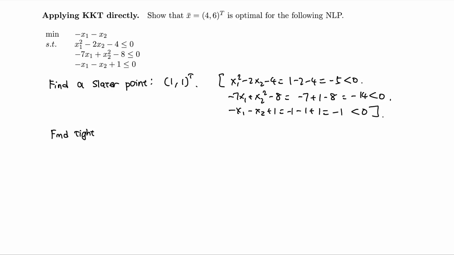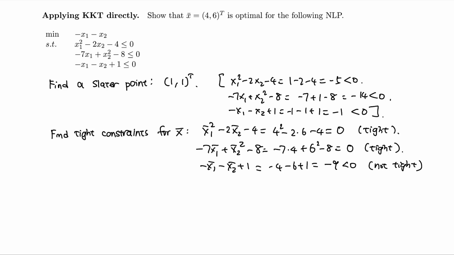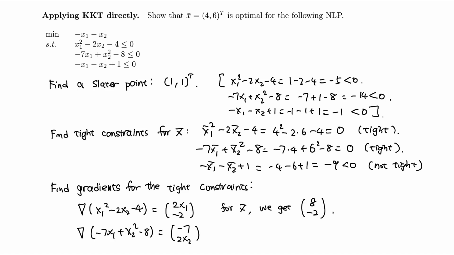Next, we will find the tight constraints for x bar. We substitute the values of x with x bar into the constraints to see which ones are equal to 0. In this case, we find that the first 2 constraints are tight and the third one is not tight. We then find the gradients for the tight constraints. The gradient of the first constraint is (2x1, −2), and for x bar, we get (8, −2). The gradient for the second constraint is (−7, 2x2), and for x bar, we get the gradient (−7, 12).